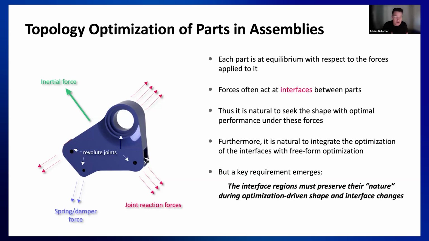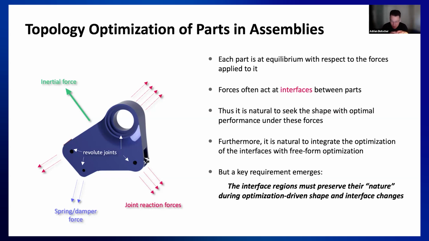So the engineer who's designing this would want to use topology optimization to design for the load cases which come through the interfaces. Another natural idea is to integrate the optimization of the interfaces with the freeform optimization of the part. In other words, the locations of these joints and interfaces and their sizes might not be determined in advance, and it might be important to determine them through an optimization procedure, to find the optimal locations and sizes and so on of the interfaces.